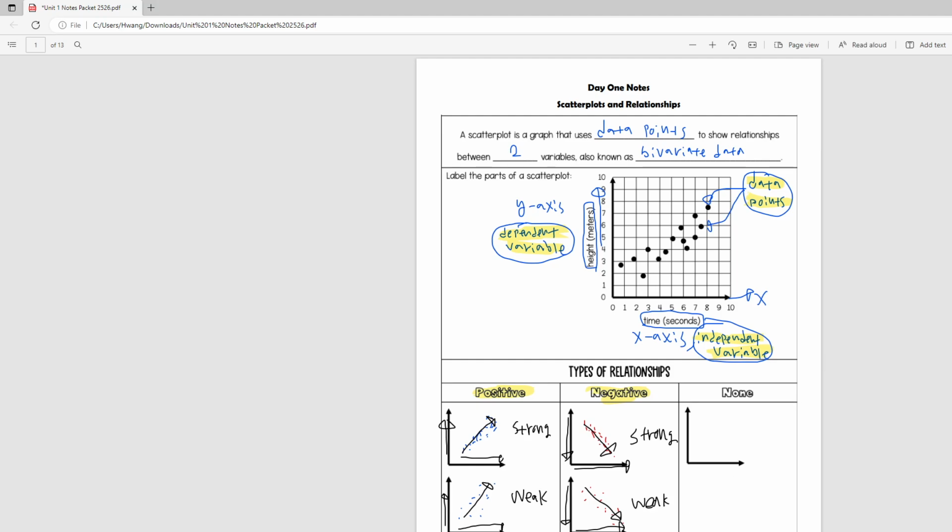Now, we have talked about positive relationships and negative relationships, but what does it mean to have no relationship? Let me show you the example again.